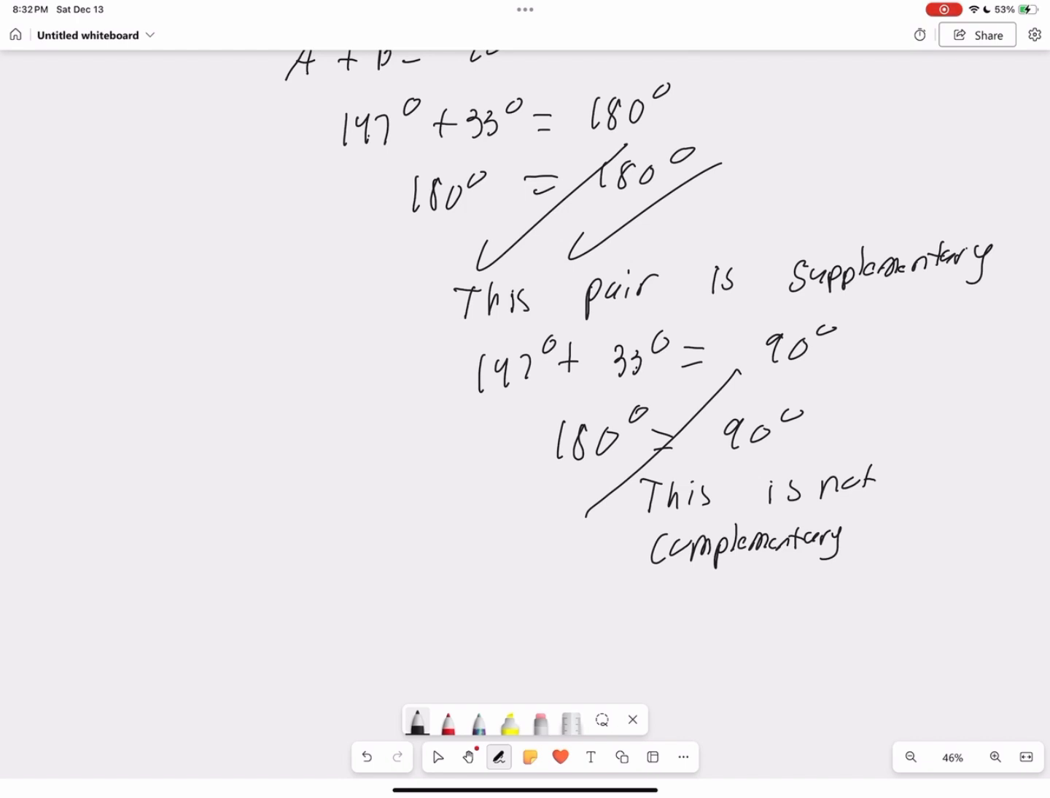So now let's work through some harder examples.